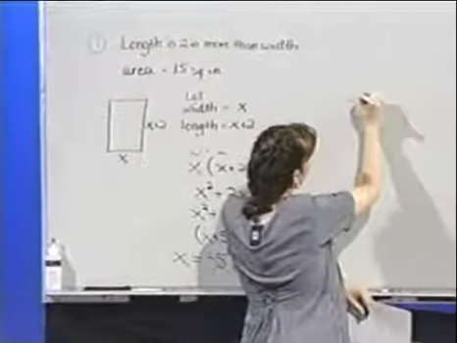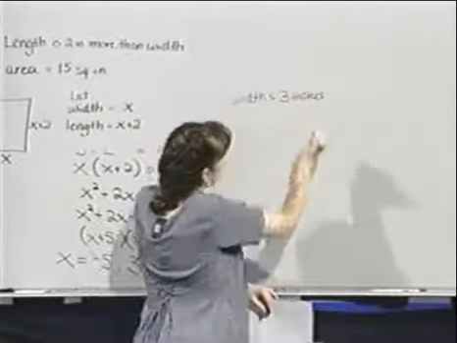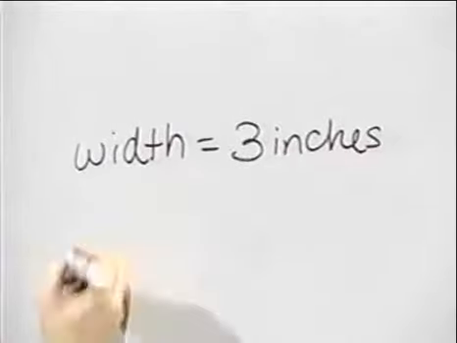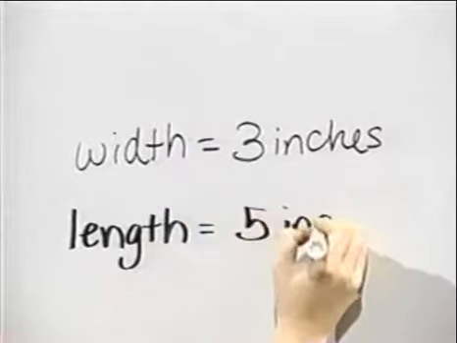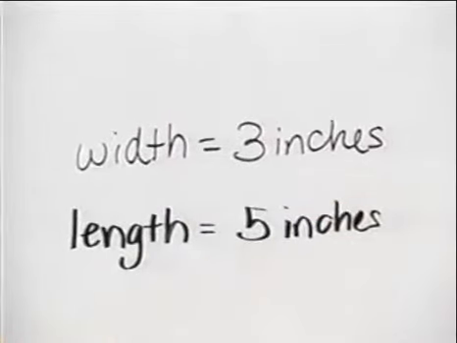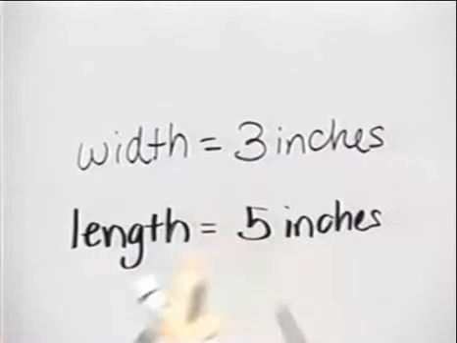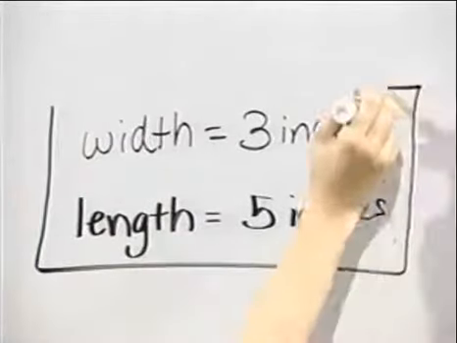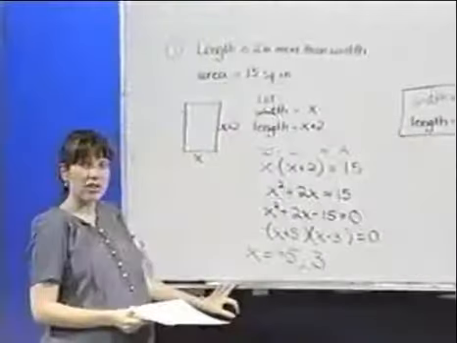So let's write our solution now. The width looks to be 3 inches. And if your width is 3 inches, your length, remember, is 2 inches more, so your length has to be 5 inches. 2 inches more than 3 is 5 inches. And if you take 3 inches times 5 inches, you get a total area of 15 square inches. So in fact, those two answers are the correct ones. Your width is 3 inches and your length is 5 inches.